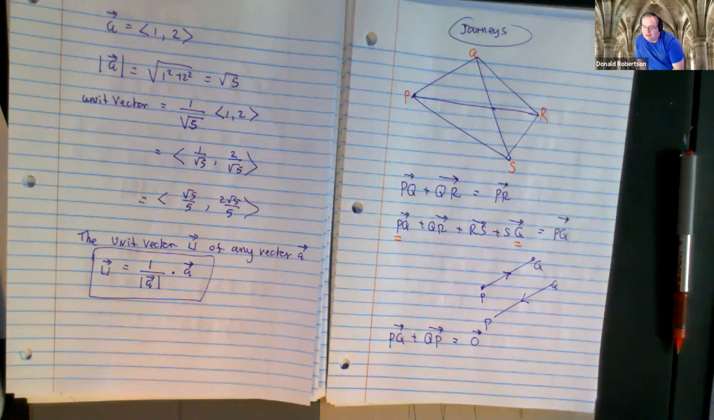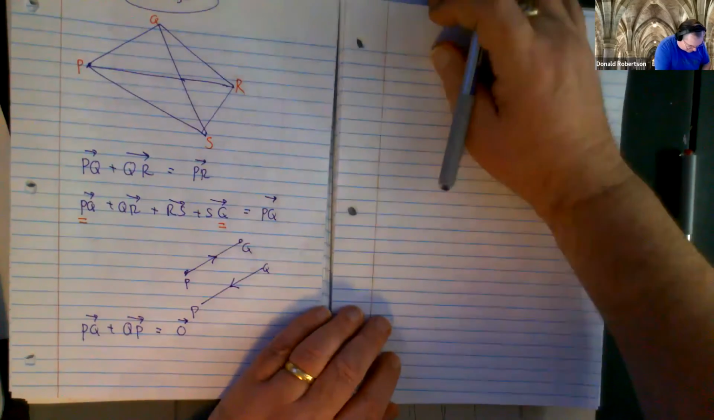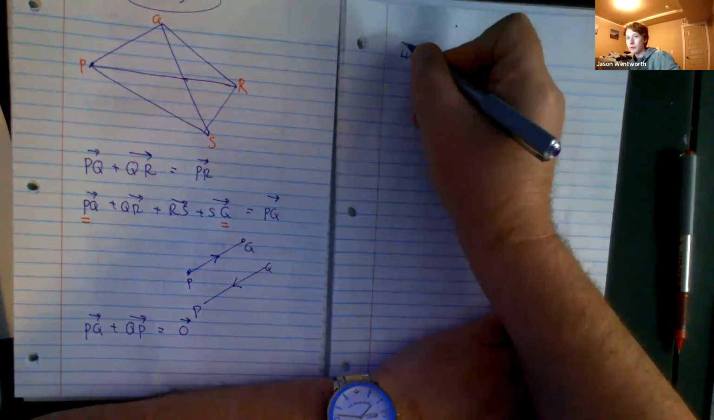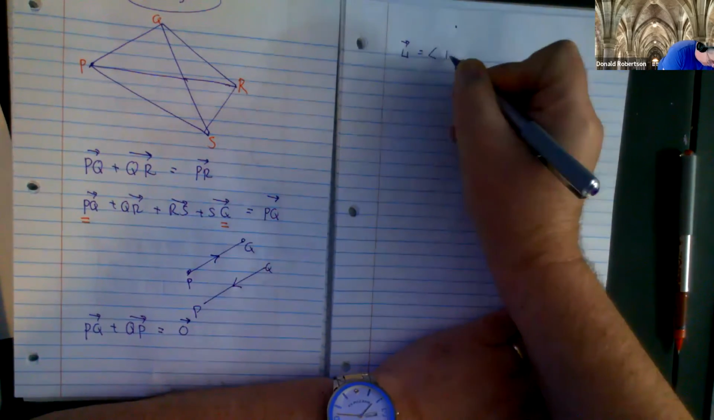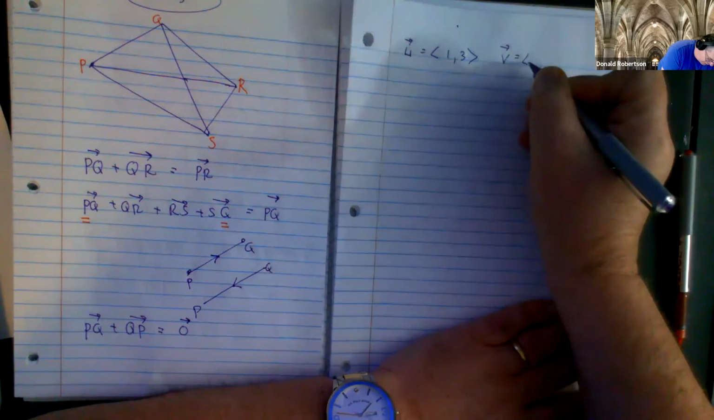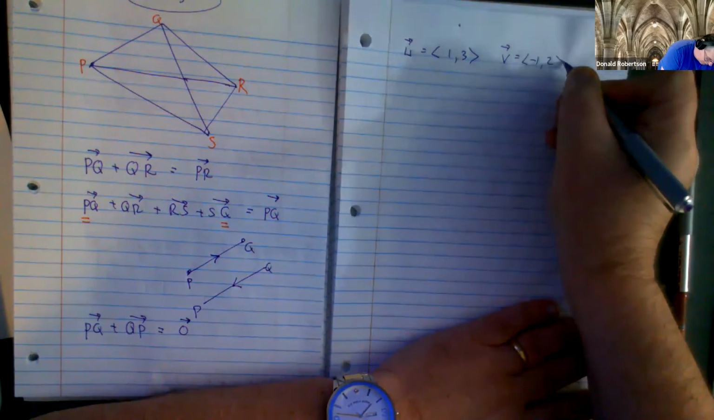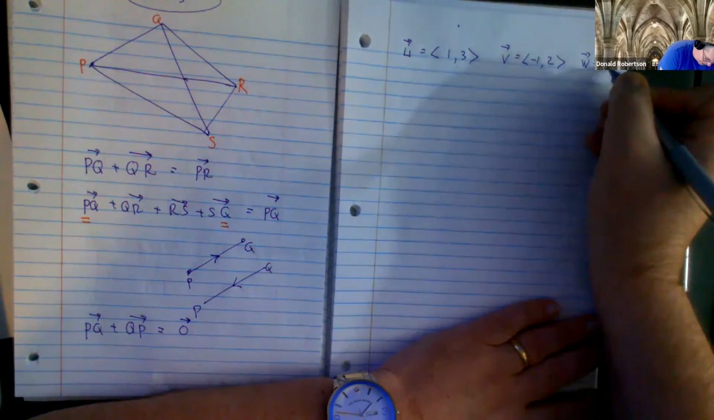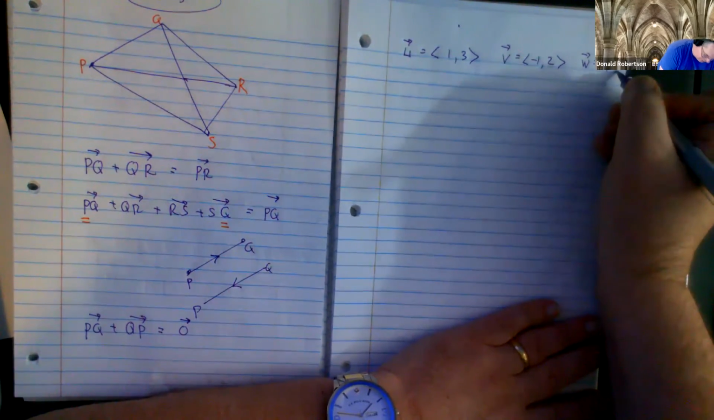Are we good? Side issue. Right. Then I'm going to give you some questions to try out and see how you go. So U is going to be the vector 1, 3. V is going to be the vector -1, 2. And the third and final vector W is going to be 5, 3.